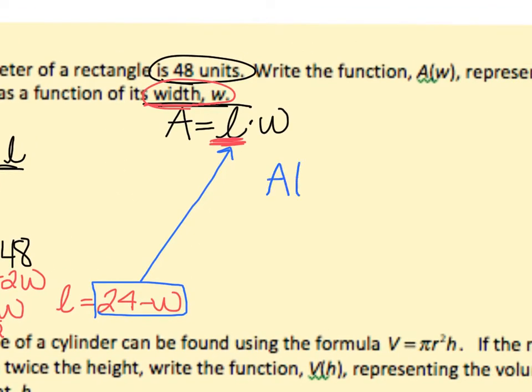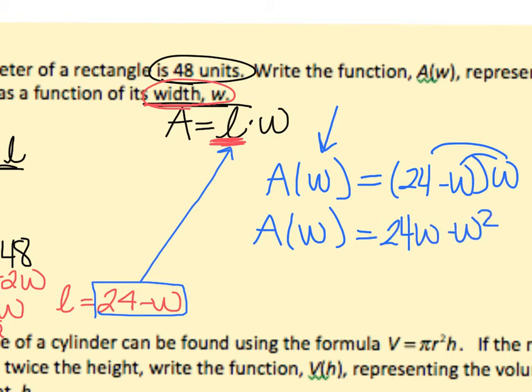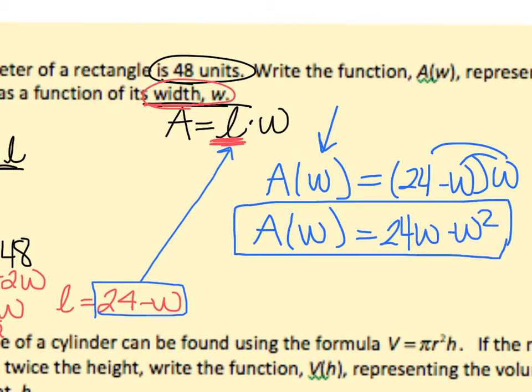So A of W, this W, whatever that variable is, should be the only variable on the other side of the equal sign. If you have anything else, something went wrong, something we need to fix. So that's kind of a clue on what variable you should only see on the other side. So I'm going to substitute 24 minus W for L, and then you still have that W. The only thing to finish this up, you're going to distribute that W inside. So 24W minus W squared would be your final answer.